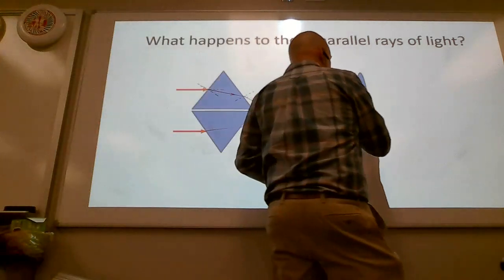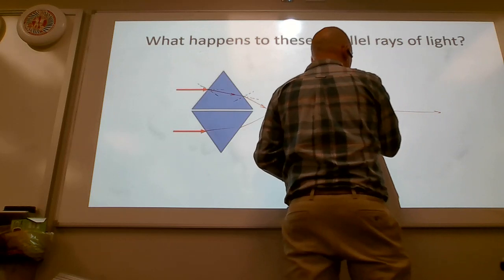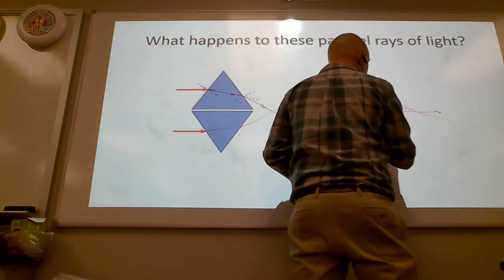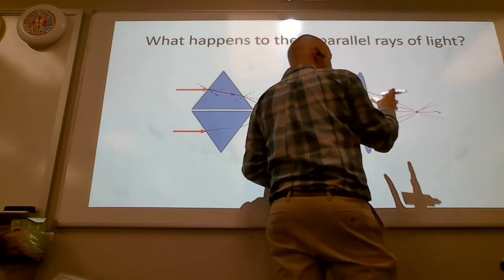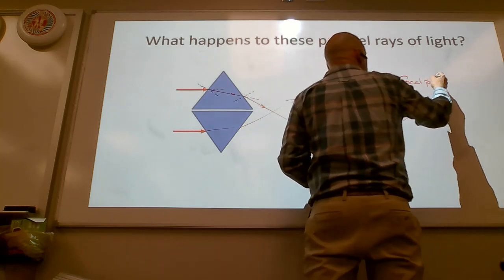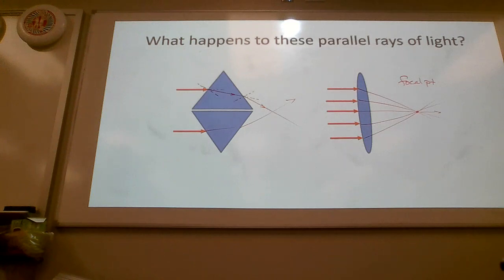So when parallel light rays go through, they are going to intersect. It's made in such a way that they intersect at a certain point, known as the focal point. So when parallel rays go through, they intersect at the focal point.